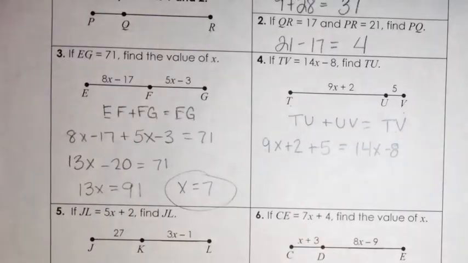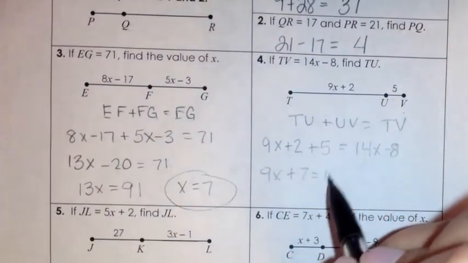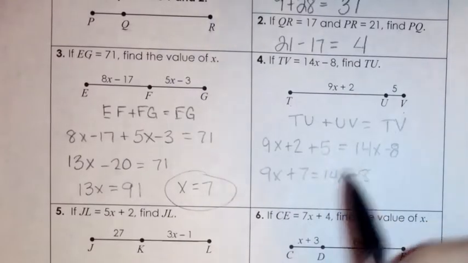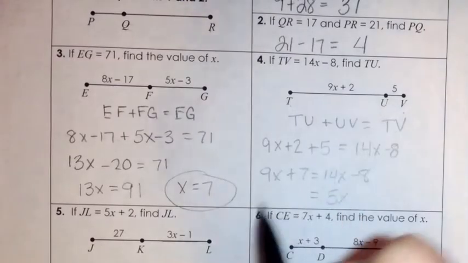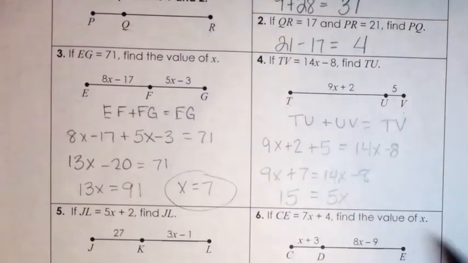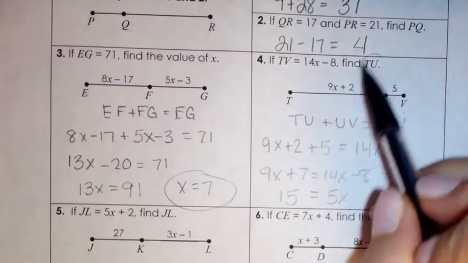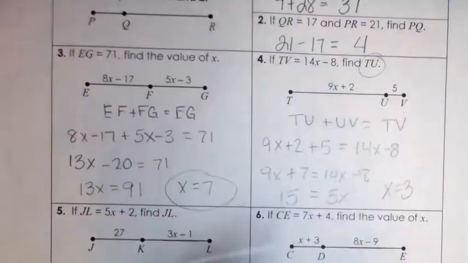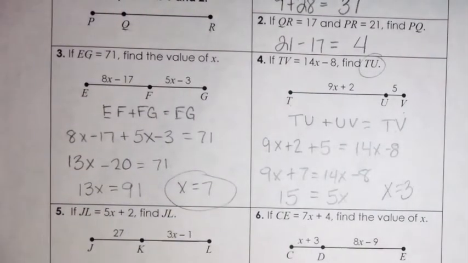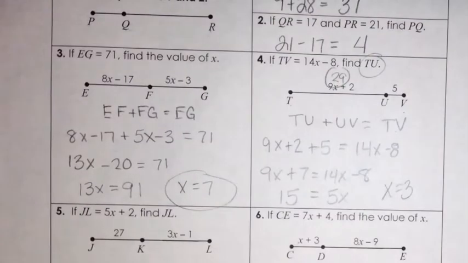Okay. Add like terms. So we have 9x plus 7 is equal to 14x minus 8. I'm going to subtract 9x over here. So 5x is equal to 15. X is equal to 3. So now what we need to do is find TU here, so we need to plug 3 in. Okay. So 9 times 3 plus 2 is 29. And that's our answer.